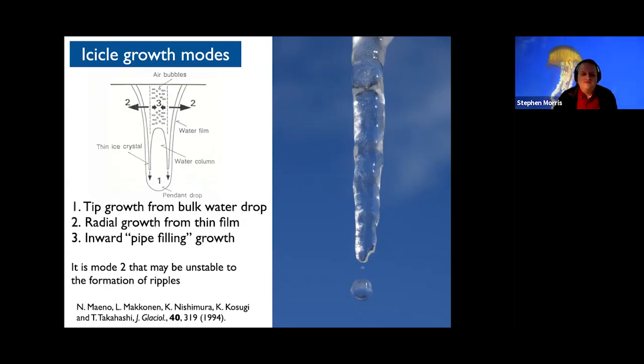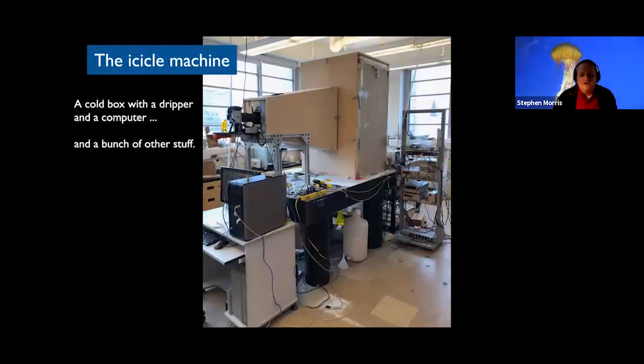I won't say anything further about mode 3 and mode 1. The ripple problem is all in how the shank of the icicle, the sides of the icicles, grow. So how do you study icicles? Well, you build a machine, okay? So just up the street from Fields, there's a lab in the McLennan building, and it contains the world's only dedicated icicle growing machine. And this is what it looks like.